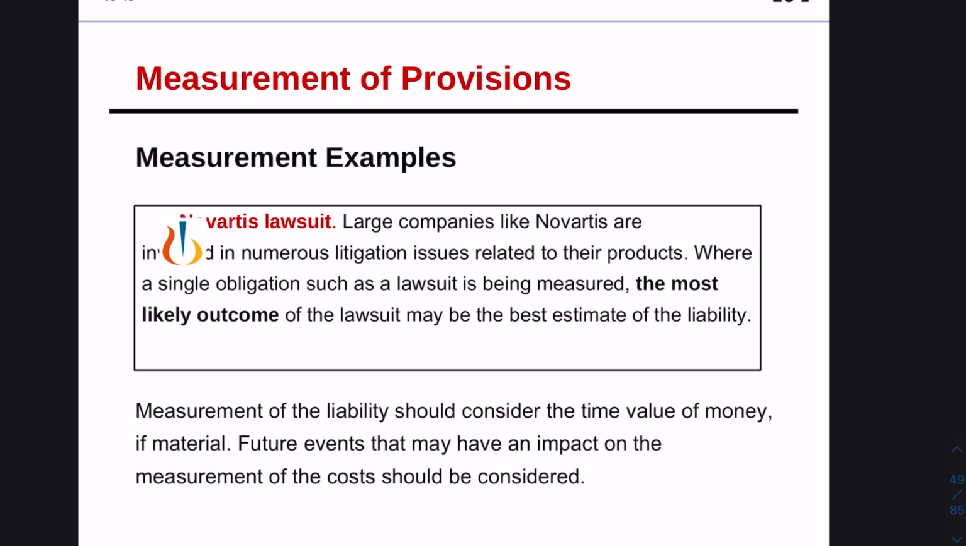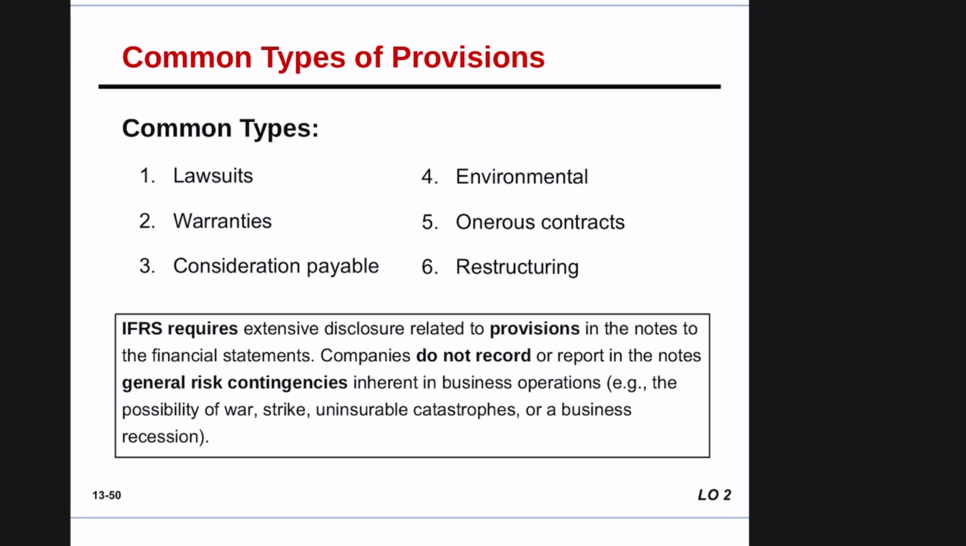The measurement of the liability should consider the time value of money. If the amount is material, they have to consider the time value of money, and also any future event that may have an impact on the measurement of the cost should be considered. So these are the common types of provision. We're going to look at each one of them separately: lawsuits, environmental, warranties, onerous contracts, restructuring, and consideration payable.